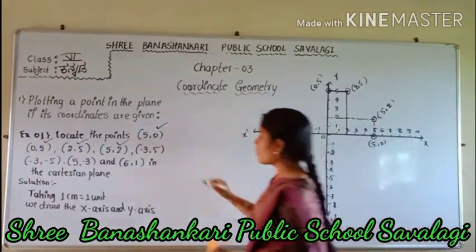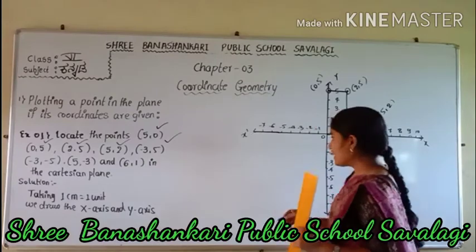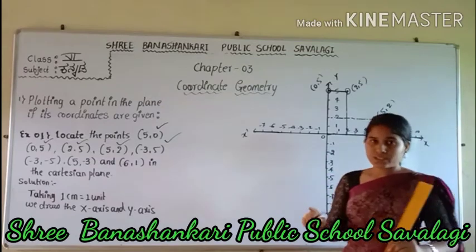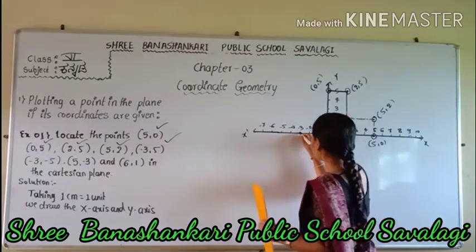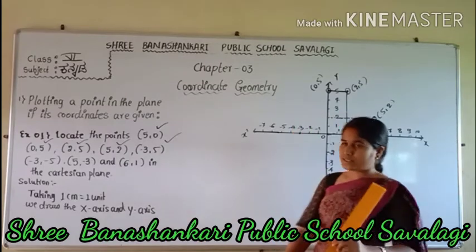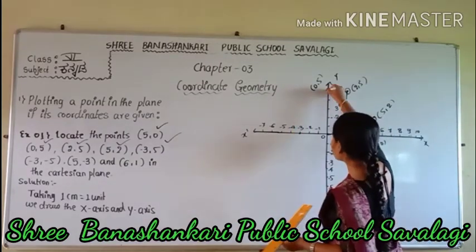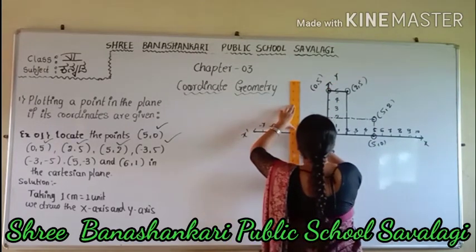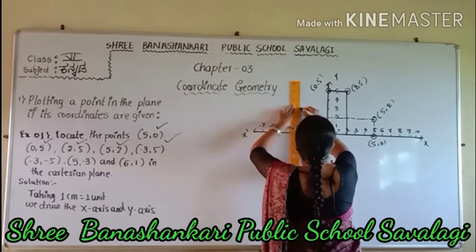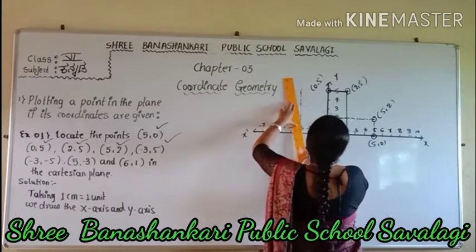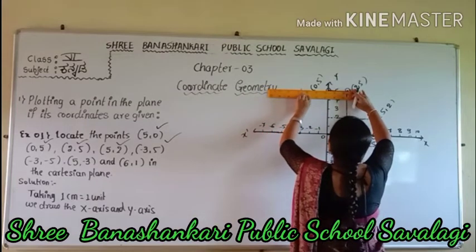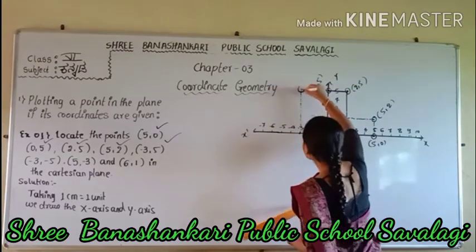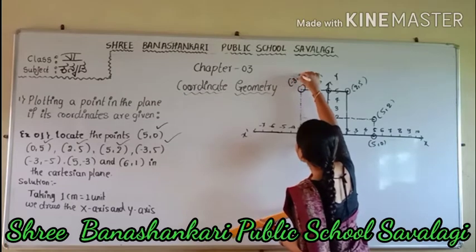And next we go for the point minus 3 and 5. The x coordinate is minus 3, and minus 3 means it comes in the negative direction of the x axis. Here this is the minus 3, and the y coordinate is 5. Now join these 2 points. And this is the location of the point minus 3 and 5.